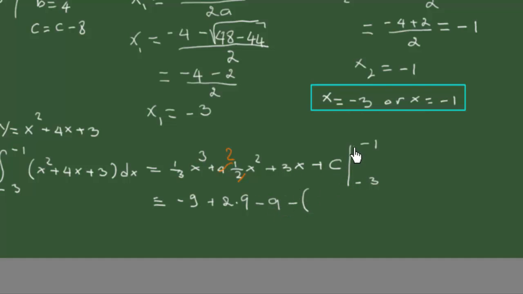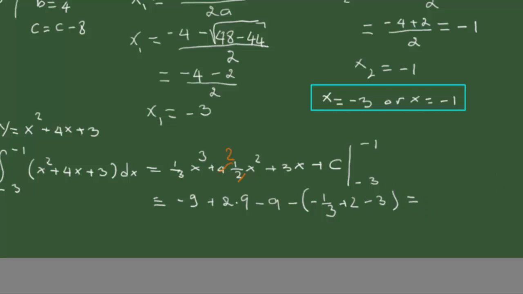minus, now the second part, minus 1, that would be here, minus 1/3, plus 2, because we have it here, minus 1 squared is 1 times 2 is 2, and minus 1 times 3 will be minus 3.